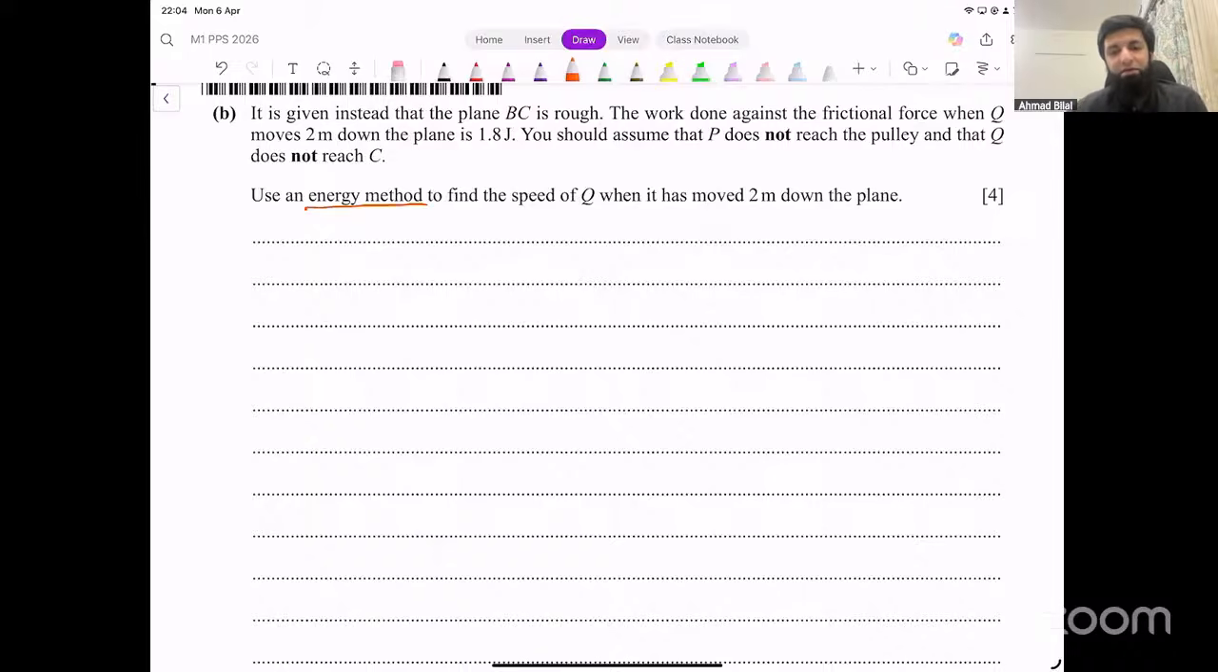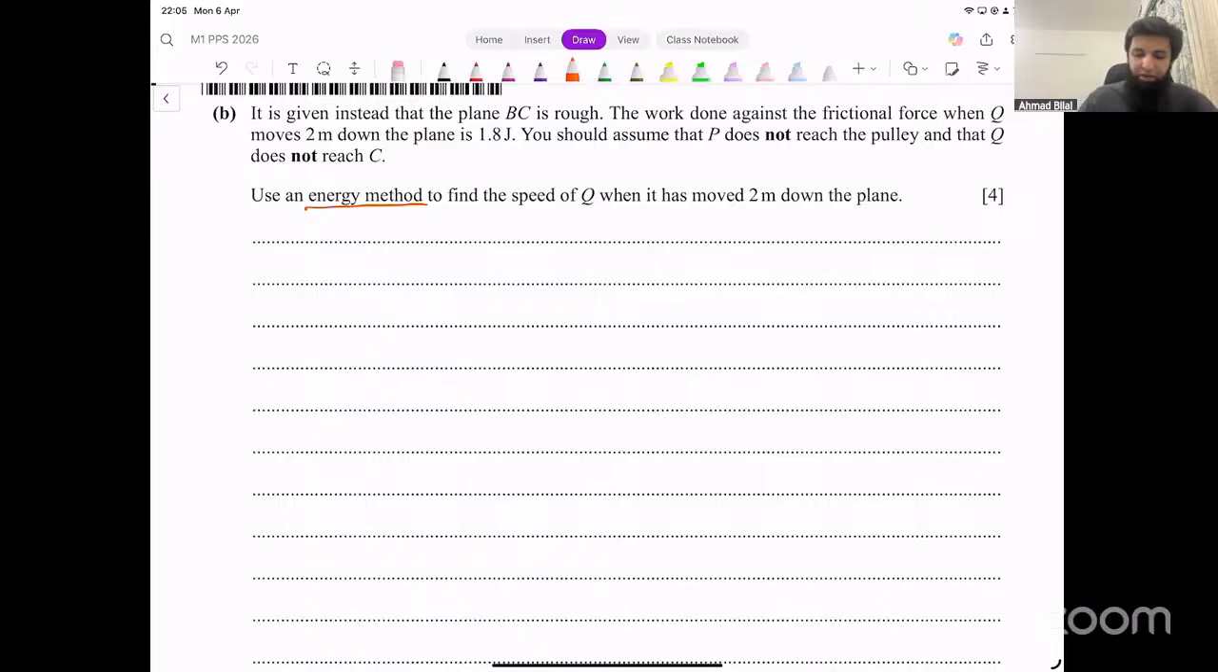Now, whenever you see energy method in any question, what they're talking about is the work energy principle, okay? Or conservation of energy if there are no external forces. If there's no driving force or resistance, in that case, you can use conservation of energy. But if there is a driving force or resistance, then you use the work energy principle.